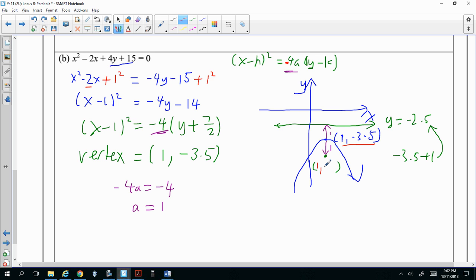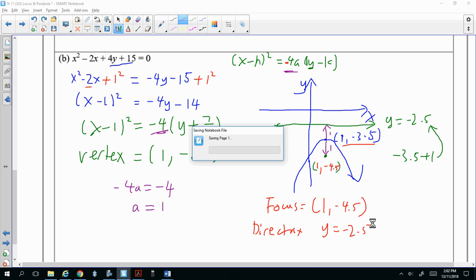All right, let's write it down. Focus equals (1, -4.5). Directrix is a line. You write y equal to -2.5. Pretty easy, isn't it? All right, so the key is to work out the vertex and, of course, complete the square first, then draw the diagram. Everything will just come out naturally. Try the next page when you're ready. Next page, we're going to work out the equation.